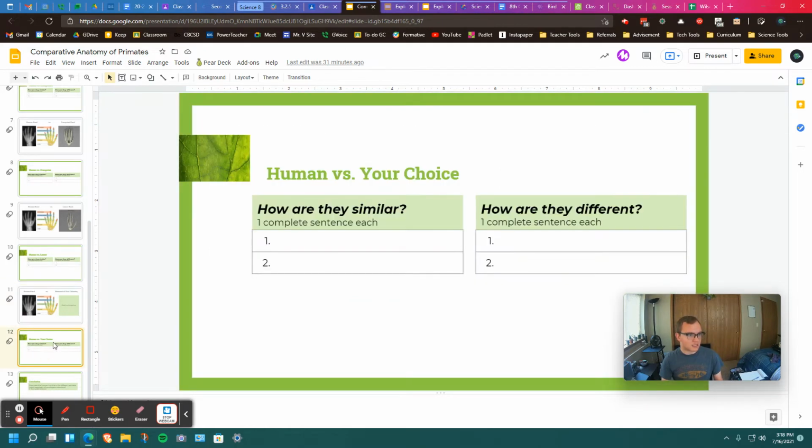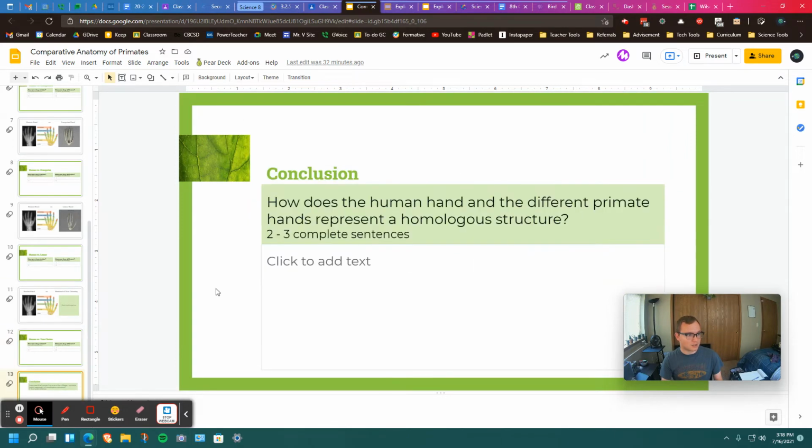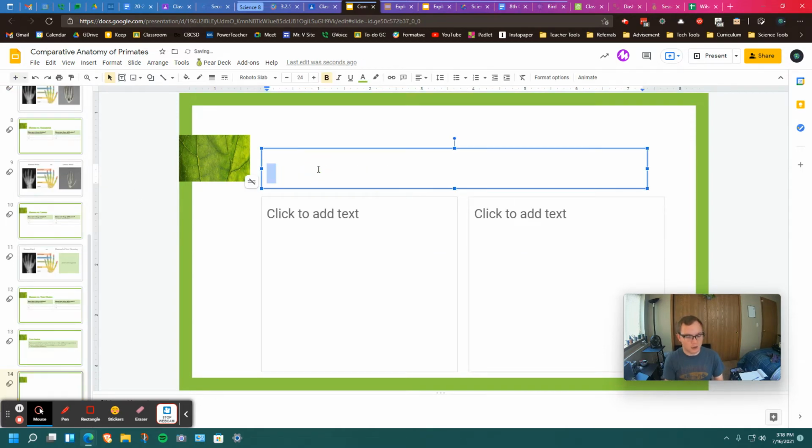And then the last one, sorry, is just your conclusion: how does a human hand and the different primate hands represent a homologous structure? I'm going to add a question here. I know you're probably like, what? I don't want to do another one. But I want you to tell me, who do you think it's related to?